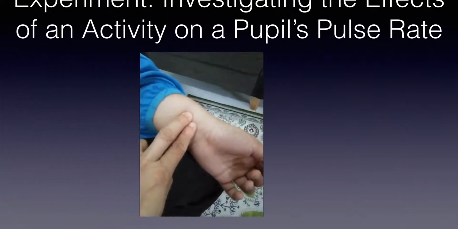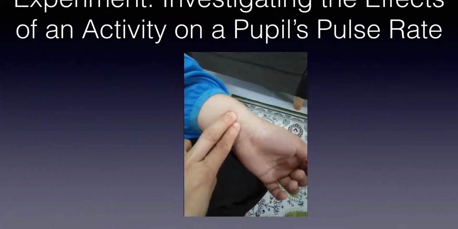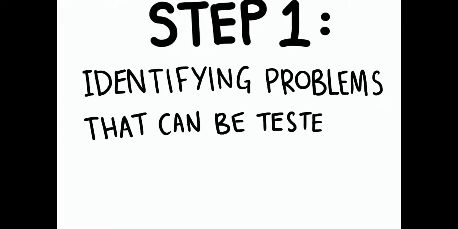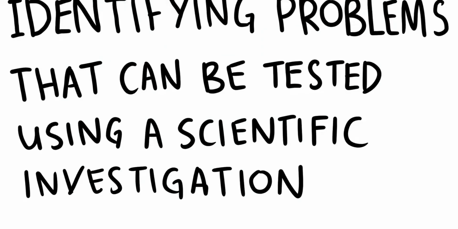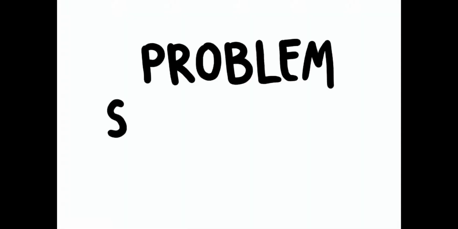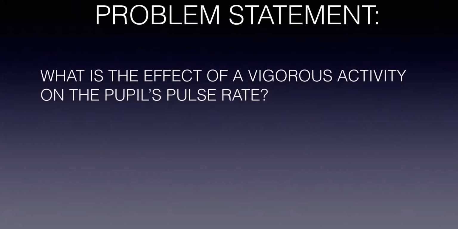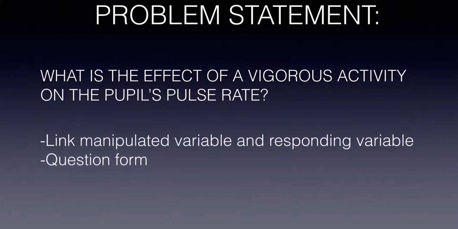To demonstrate the steps, we will use an experiment to study the effects of an activity on a pupil's pulse rate as the example. The first step is to identify the problems that can be tested using a scientific investigation. In other words, to identify the problem statement. The problem statement for this experiment is, what is the effect of a vigorous activity on the pupil's pulse rate? Problem statement should link the manipulated variable and responding variable in a question form.